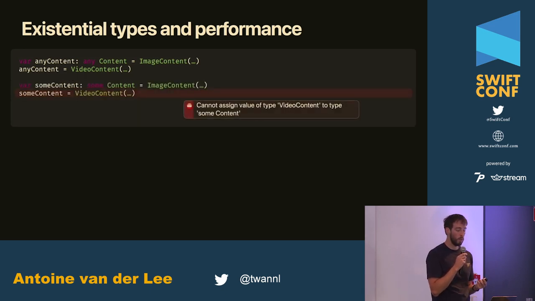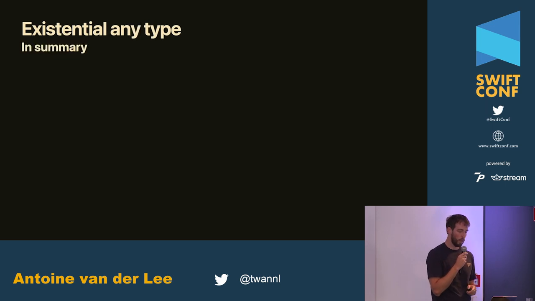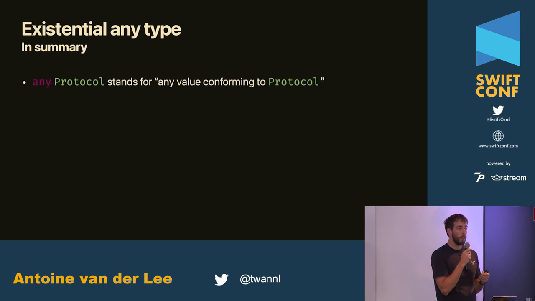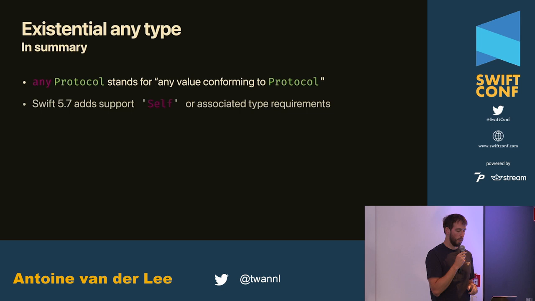If we were to use opaque types, we run into the same problem. Because in the scope of the value, the type cannot change. So we can only change it to an image content and not to a video content. So in summary, any protocol stands for any value conforming to a certain protocol. Swift 5.7 has support for Self and associated types, as we saw with the identifiable protocol inheritance.